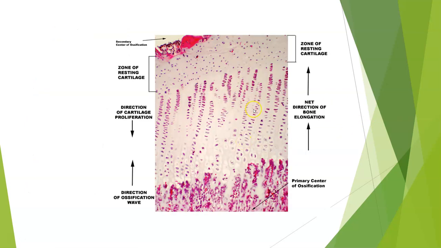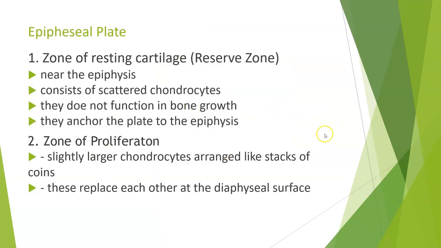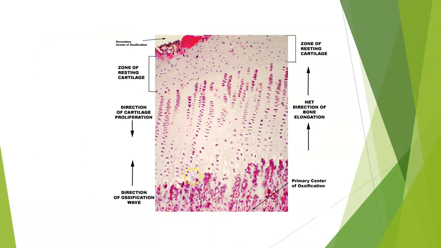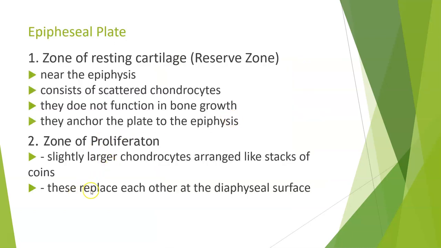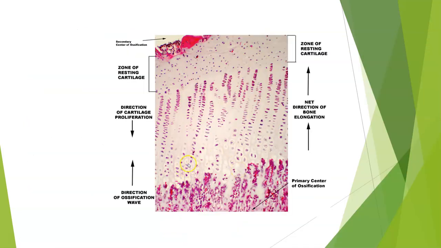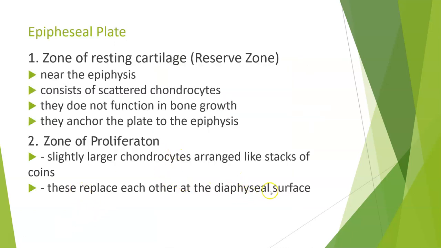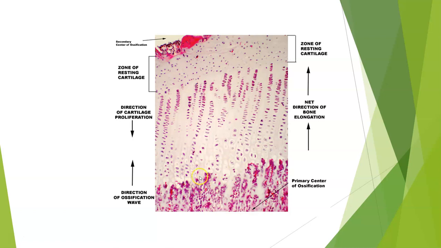The next one away from it is called the zone of proliferation. So we can see this area right here. It's made of slightly larger chondrocytes, but they're arranged like stacks of coins, and they replace each other at the diaphyseal surface. So we can see here is our zone of resting cartilage, and here is our zone of cartilage proliferation. These chondrocytes are replacing each other from the diaphyseal surface up towards the epiphysis. Zone of resting cartilage is right here, and we have the zone of proliferation moving this way. So everything's moving in this direction.